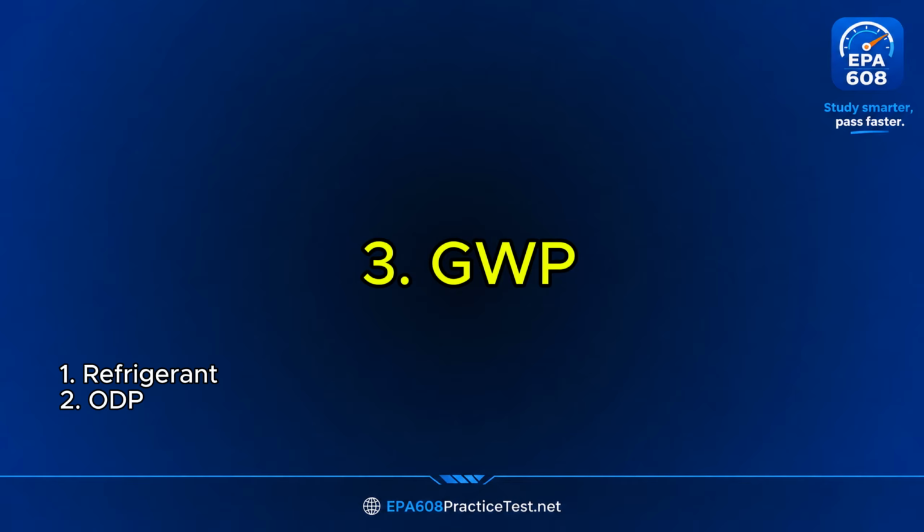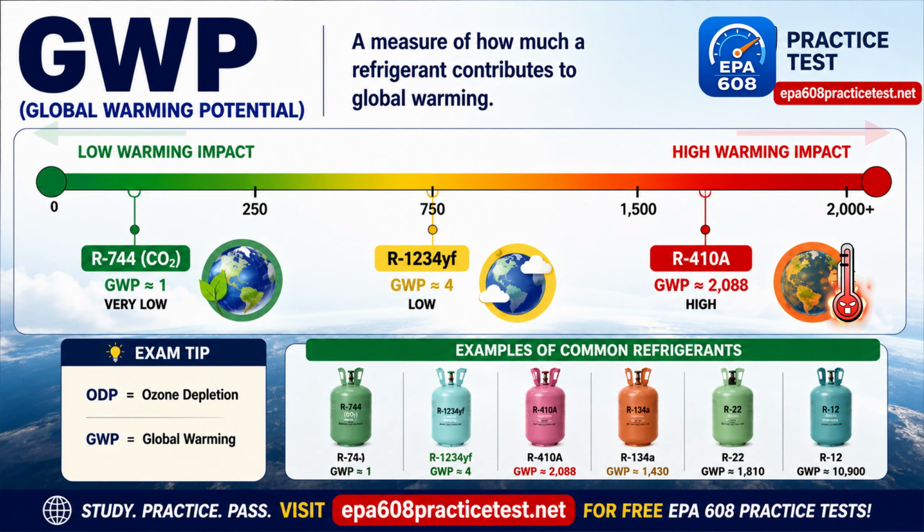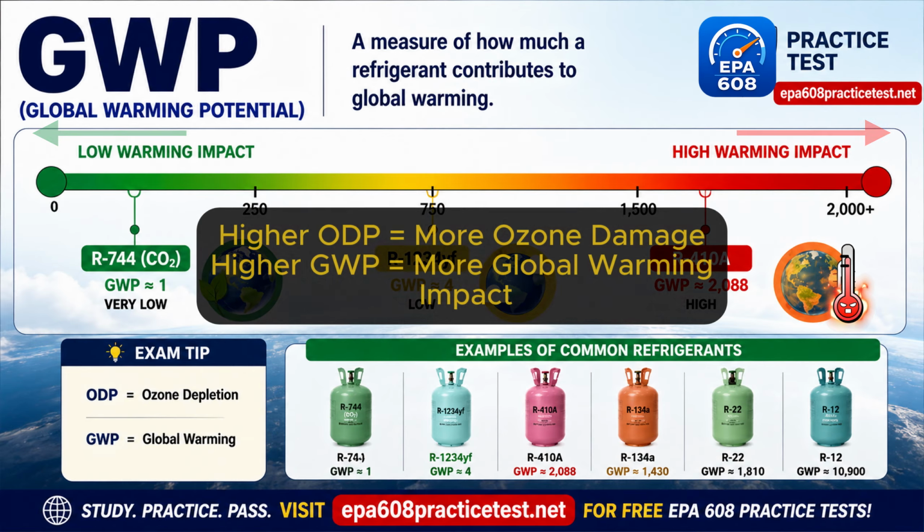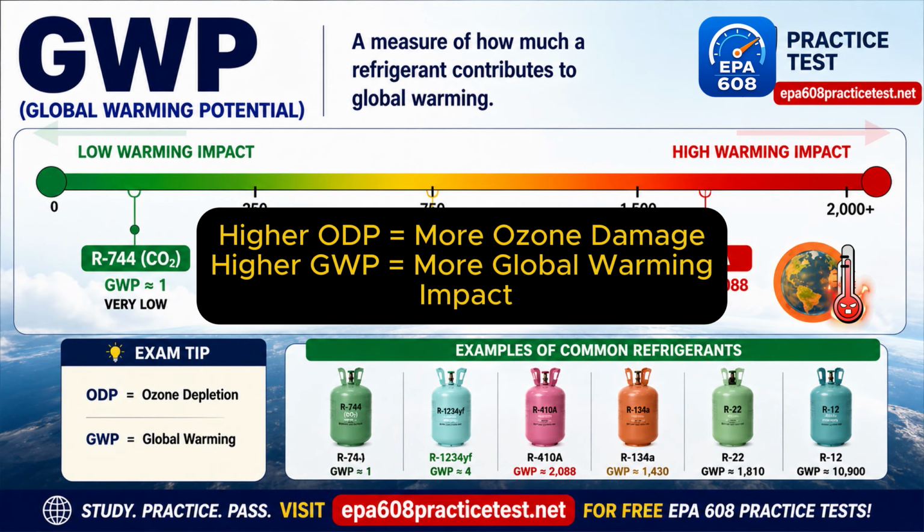3. GWP. GWP stands for global warming potential. It measures how much a refrigerant contributes to global warming. The higher the GWP, the greater its impact on the environment. Some refrigerants have a very low GWP, while others have a much higher warming impact. Remember, higher ODP means more ozone damage. Higher GWP means more global warming impact.